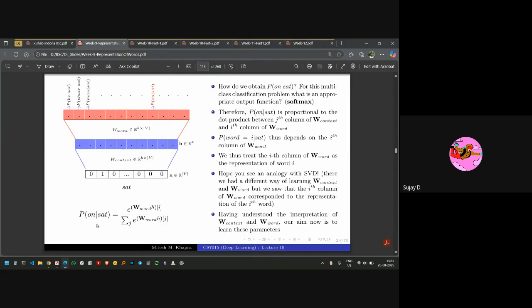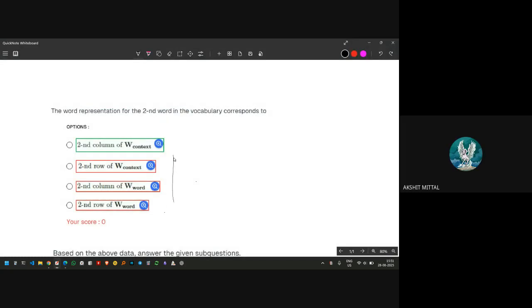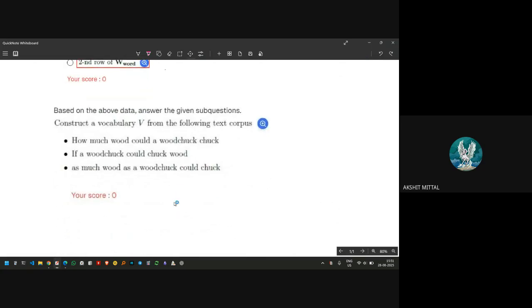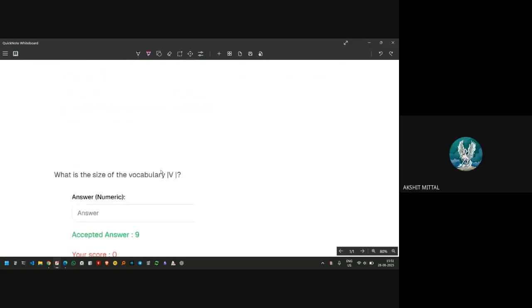This one we solved in the first question. Remember this one? Based on the above data, answer the given sub-questions. Construct a vocabulary V from the following text corpus. How much wood could a woodchuck chuck? If a woodchuck could chuck wood, as much wood as a woodchuck could chuck. A tongue twister.